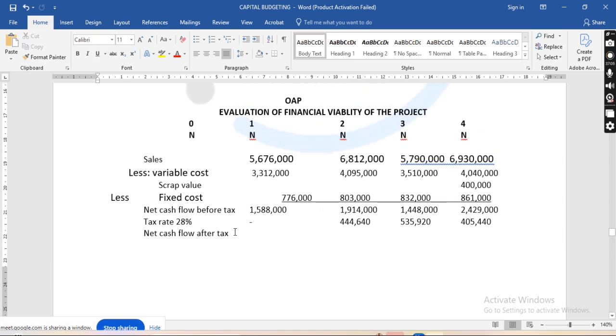So now the net cash flow after tax, this can be 1,588,000, right? So please, what do we have again? Minus it, please, minus. Please don't be tired, okay? Right? So what do you have? 1,469,360. Next.